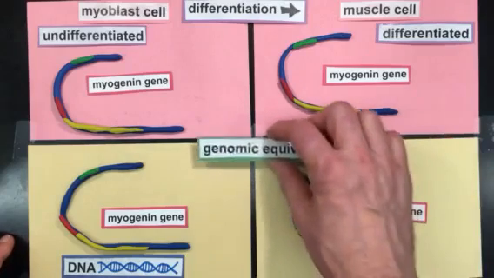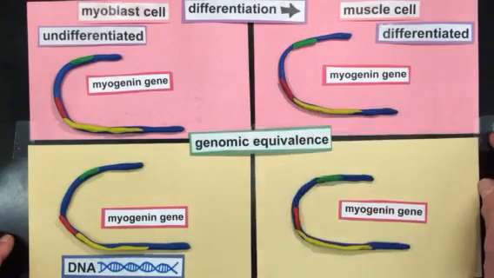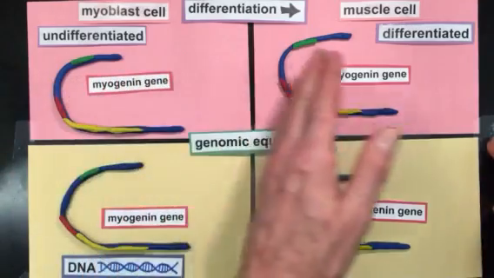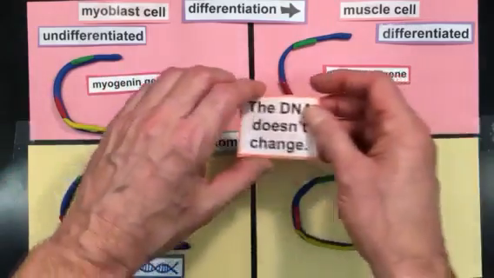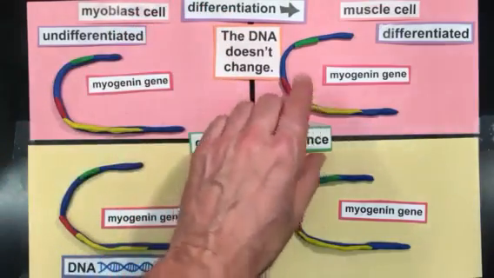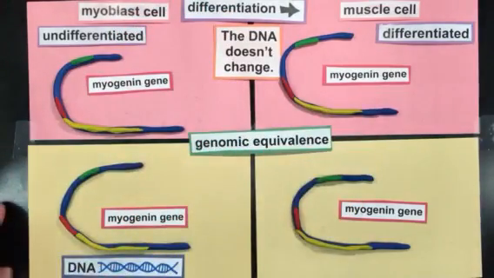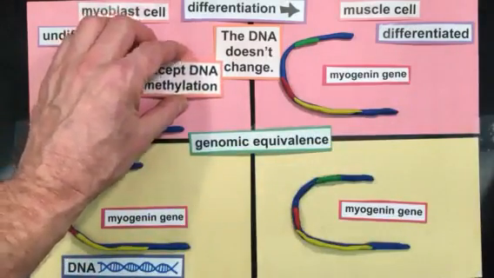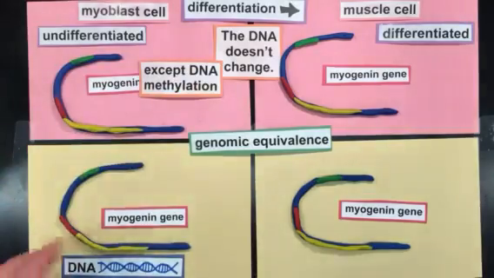Each cell in our body has the myogenin gene due to genomic equivalence. That means during differentiation, the DNA doesn't change. The DNA sequence stays the same, and differentiated cells have genomic equivalence. The DNA doesn't change with one exception, and it's an important exception called DNA methylation.